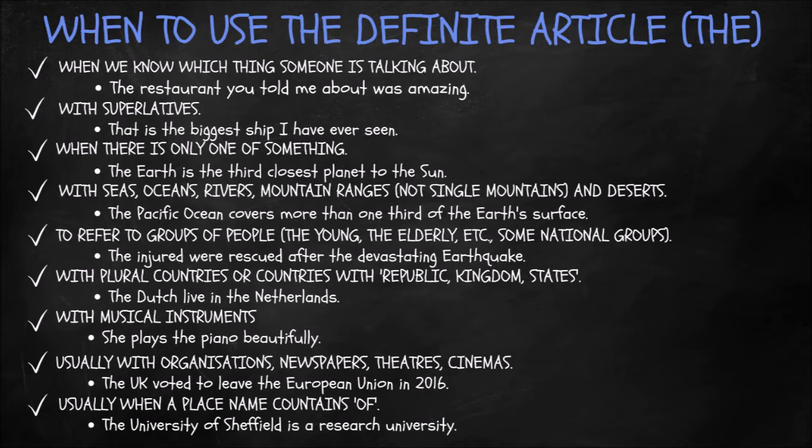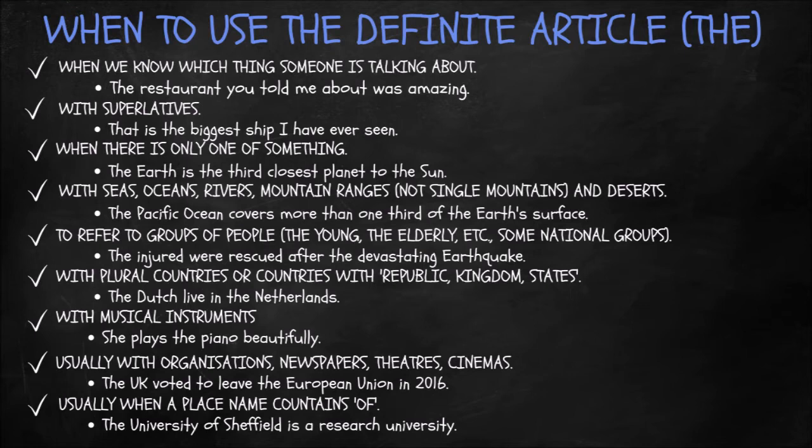So basically, we use the with some nationality adjectives to talk about people from a particular country. And you generally use this when the nationality adjective ends in sh, like the British, ch, like the French, ese, like the Japanese, or double s, for example, like the Swiss.